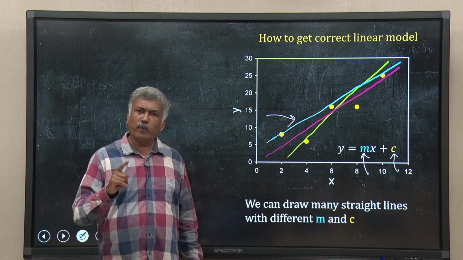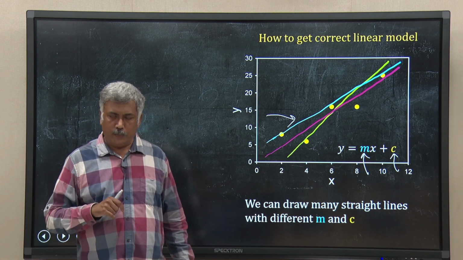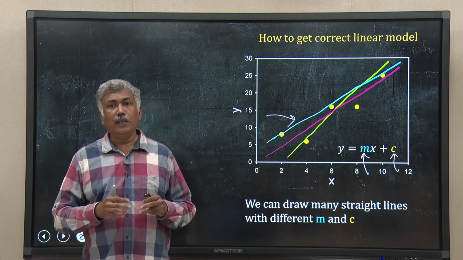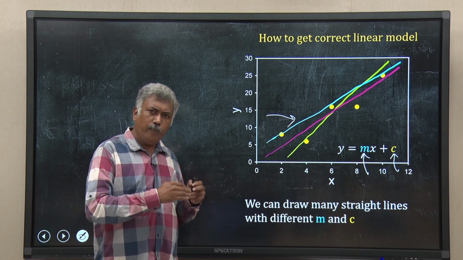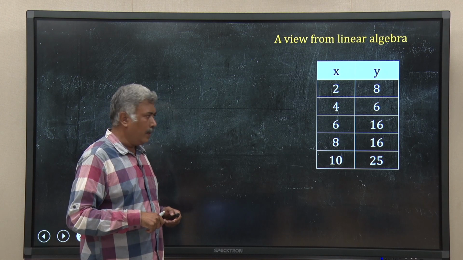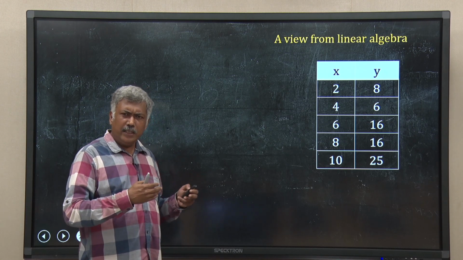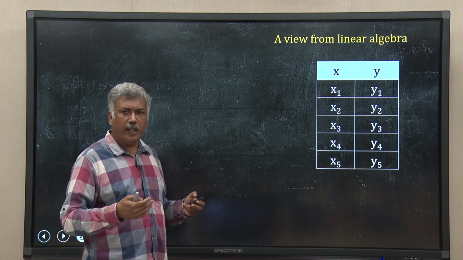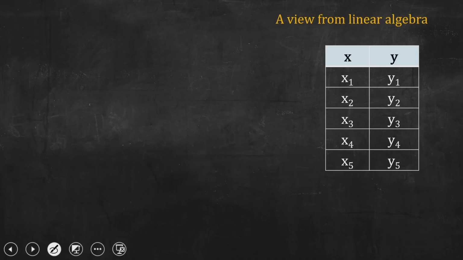This problem can be looked at from another angle also, from a linear algebra perspective. If you remember, in one lecture on linear algebra, we have studied a system of linear equations, right. So, let me pose this problem from that perspective. So, I have this data, 2, 4, 6, 8 something like that. This numerical thing is difficult to handle when I write equations. So, let me replace them with x1, x2, y1, y2 up to x5 and y5. Now, take the first row of data, x1, y1: when x is x1, y is y1.